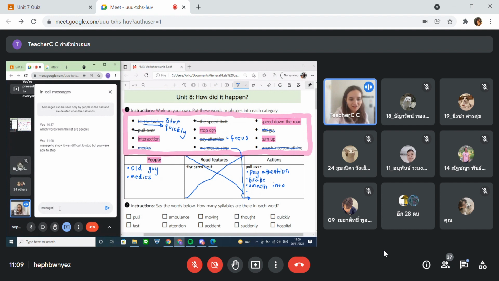But to manage to stop or to manage to do something is a bit different. It means that it was difficult to do that thing, but you managed to do it. You were able to do it. Okay, does that make sense? Yes. Perfect. That's what I love to hear. Okay, there's one more thing that's an action. No, I lied. 2 more things that are an action.